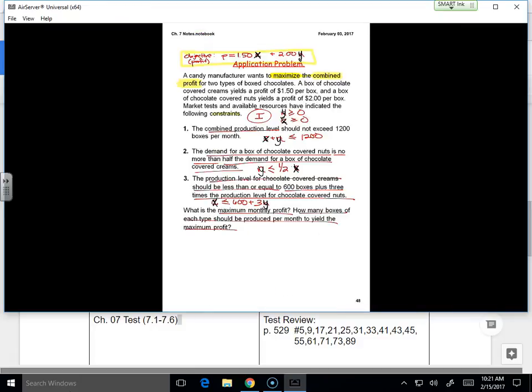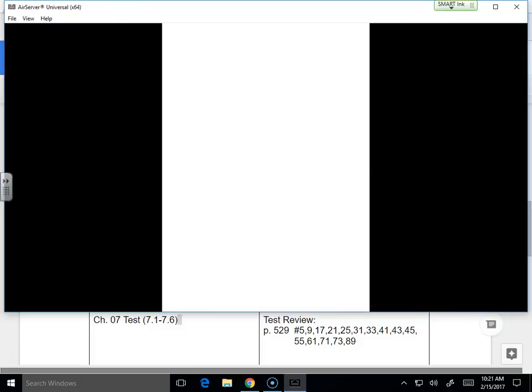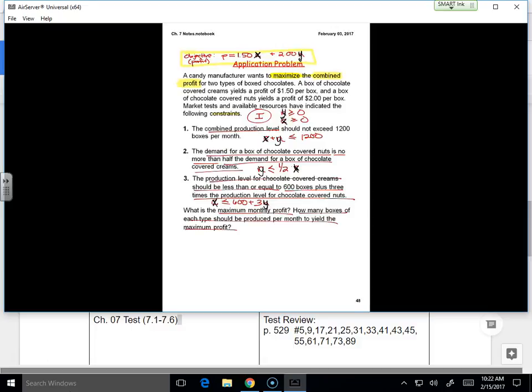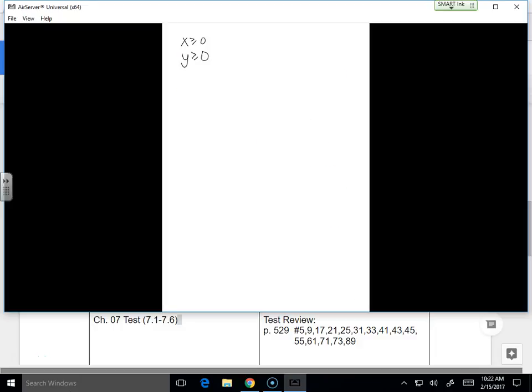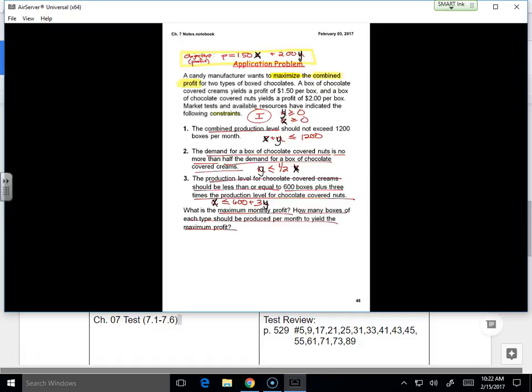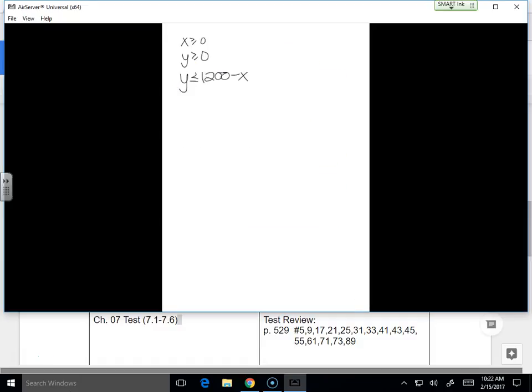Now we've got to take all of our clues and copy them down. So, we have x greater than or equal to 0. We have y greater than or equal to 0. What's another one that we have, guys? x plus y is less than or equal to 1200. Can we solve for y? Make it y less than or equal to 1200 minus x. Is that cool? Yeah, I can make it negative x plus 1200 if you like that better.